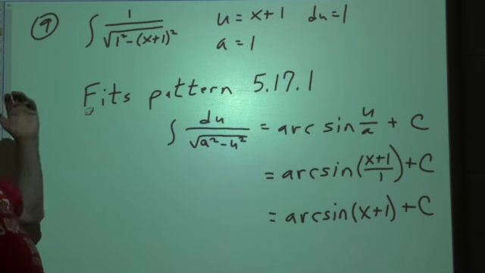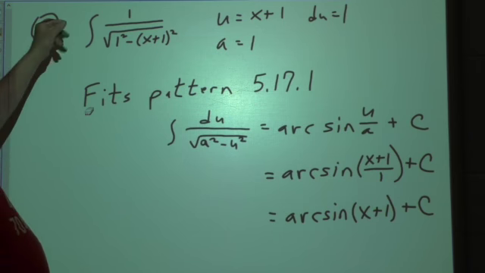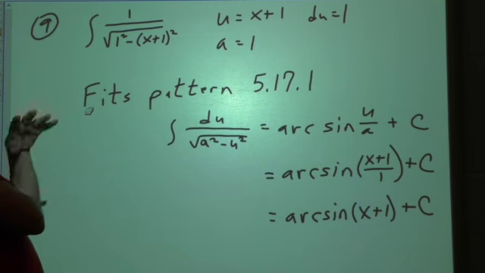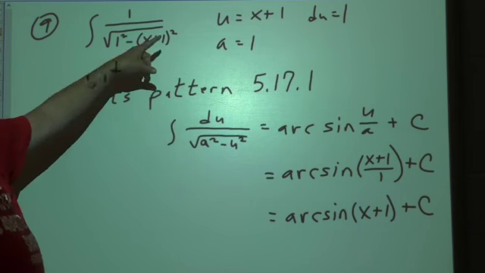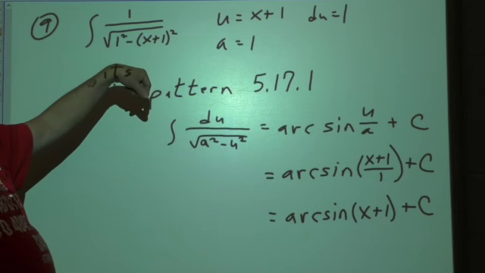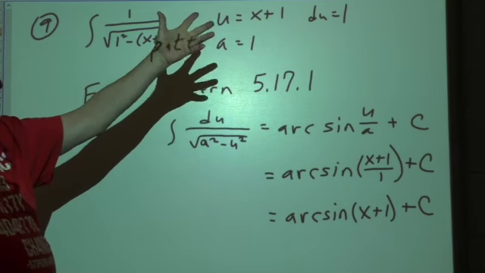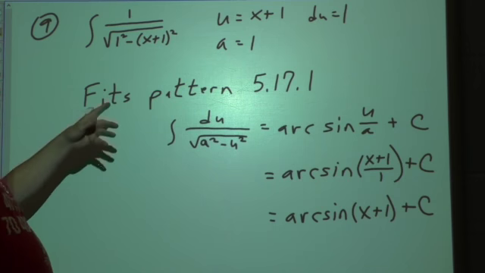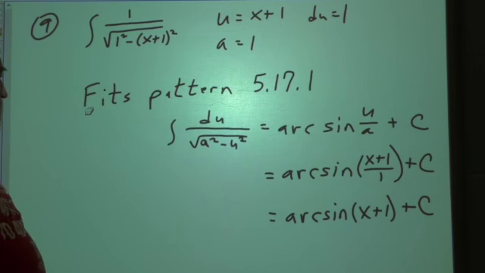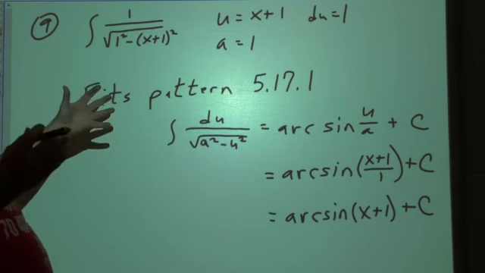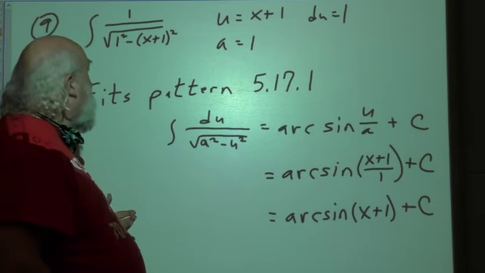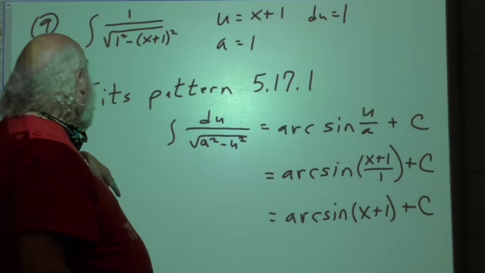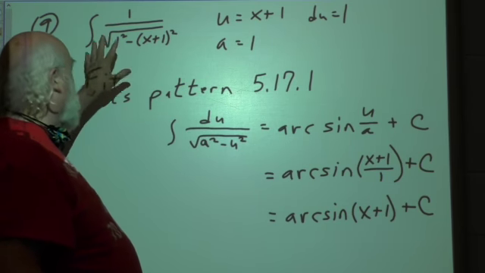All right, for number 9 now, we're given this problem right here and asked to find that integral. This fits pattern 5, 17, 1, which is this right here. So we need the value of u, which is x plus 1. du is then just 1 because of the x, and a is 1 because of this right here. This just falls right into the pattern because du is 1, so that's not even involved in this. That's nice.